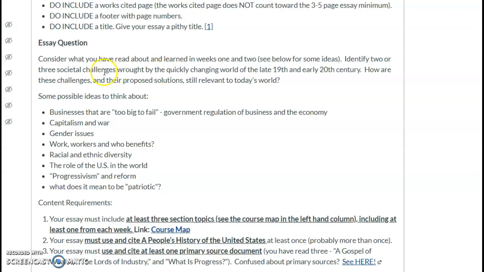Identify 2 or 3 of the challenges in the quickly changing world of the late 19th and early 20th century. And I want you to think for yourselves. Remember, I'm all about you thinking for yourself. How are these challenges and their proposed solutions still relevant to today's world?